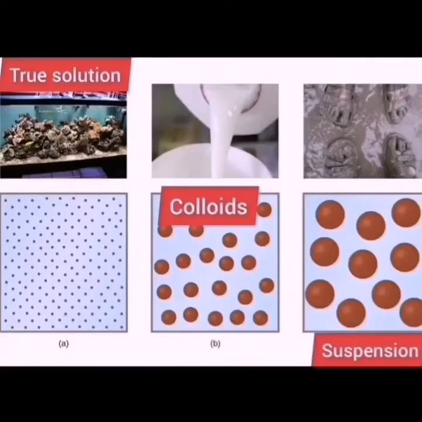Types of solution. Based on the particle size of the substance, solutions are divided into 3 types. They are true solution, colloids and suspension. What are the differences between true solution, colloids and suspension? The major difference is the particle size. In fact, interconversions of these mixtures are possible by varying the particle sizes by certain chemical and physical methods.